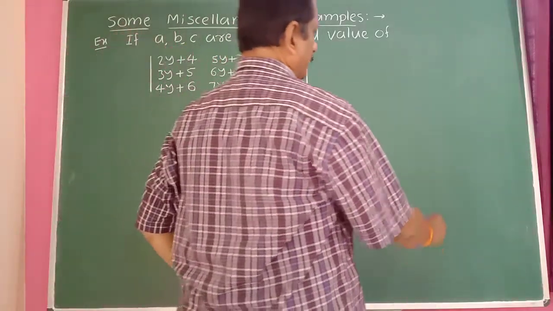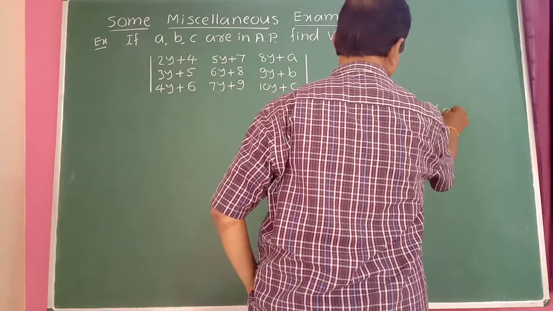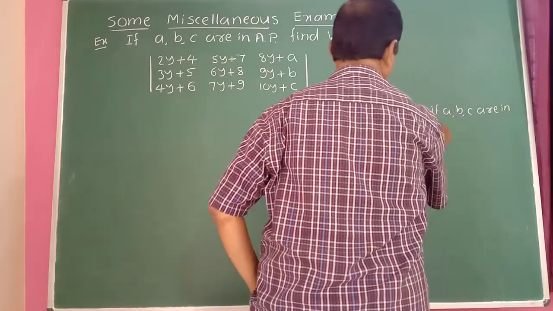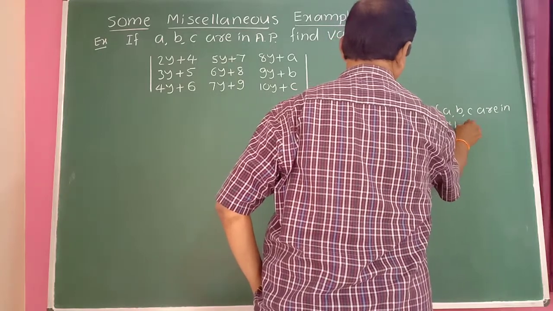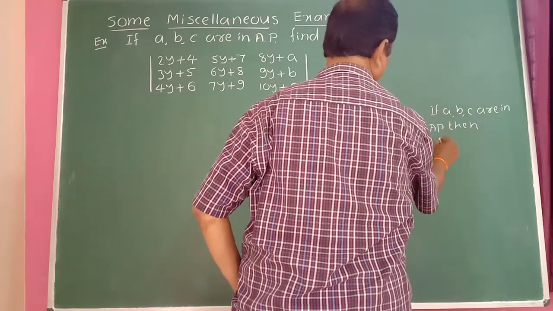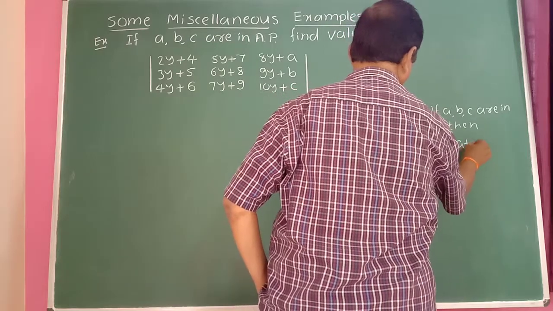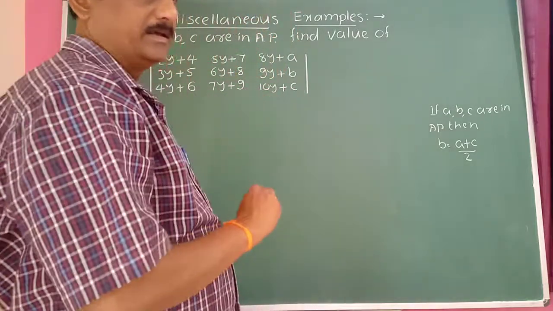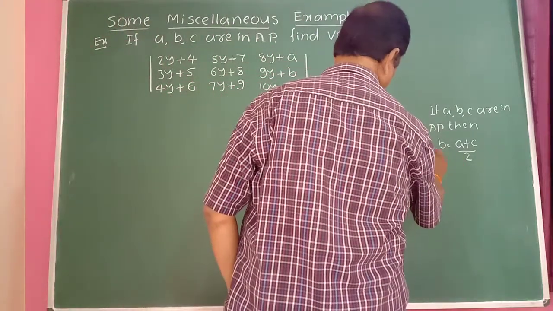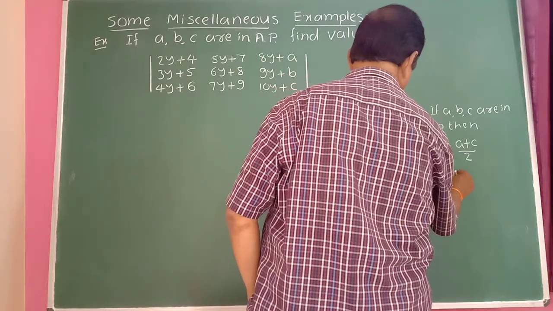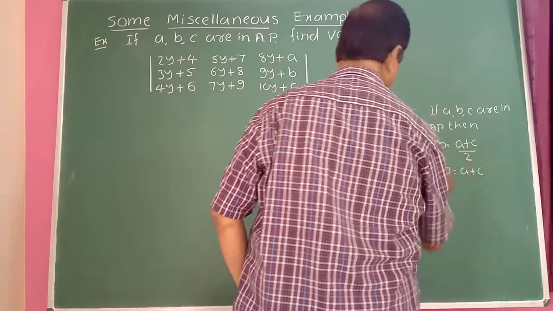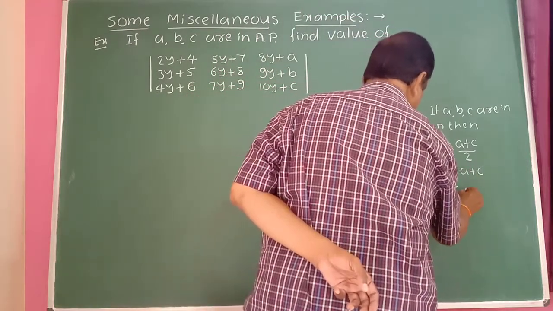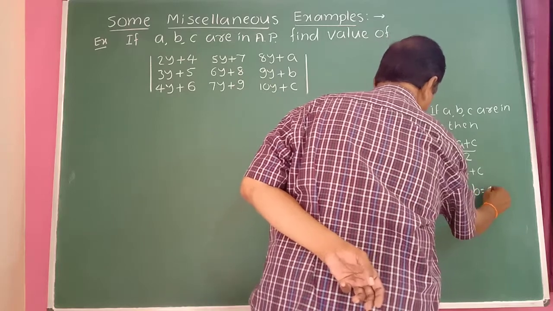So there is a formula here. If A, B and C are in AP, then the middle term B is equal to A plus C divided by 2. It is the arithmetic mean. Then take it to this side, so 2B is equal to A plus C, and take it to the right hand side. We get A plus C minus 2B. It gives a 0.